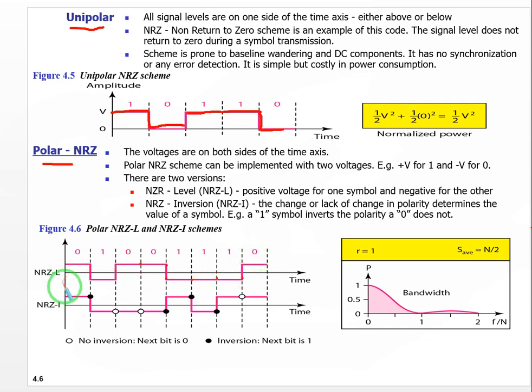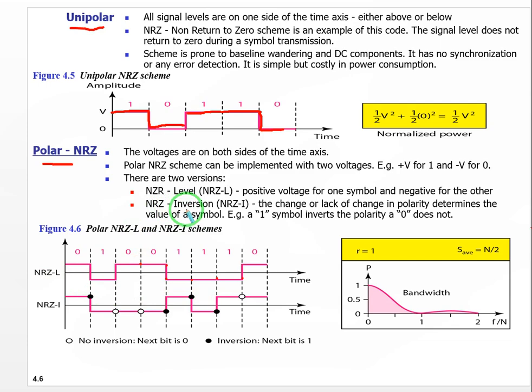For non-return to zero level, you will see we have a DC component. A DC component means low frequency, and most channels are band pass, and a band pass channel does not support low frequency signals. So that's the drawback: the low frequency component contained in the non-return to zero level signal.